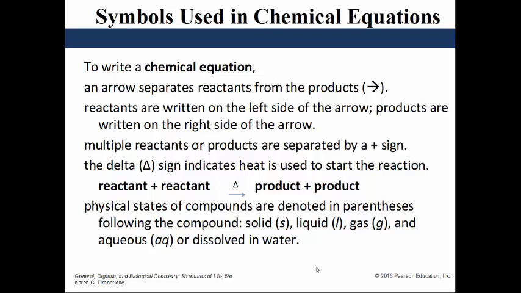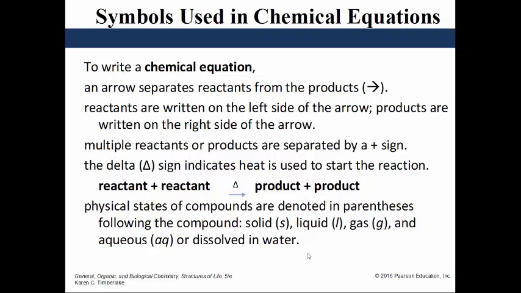One plus another. Sometimes above the arrow you will see a triangle shape. That is the delta sign. And when you see this with a chemical reaction, that indicates that heat is used in that reaction. So for this example, this reactant plus that reactant combined together with heat added will give you these two products.